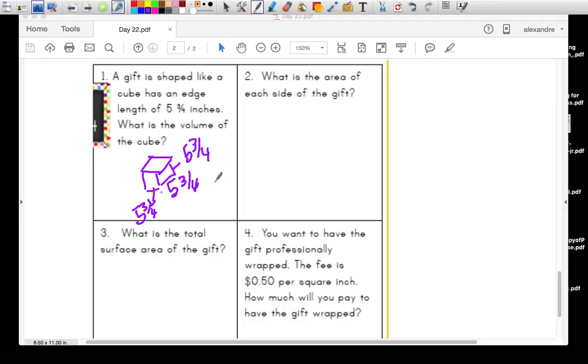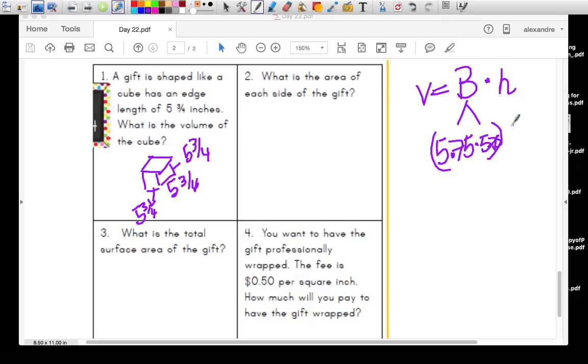Volume is length times width times height, or big B times h. Remember, the volume is the big B times the height. Your big B is that square at the bottom, which is 5 3/4. I'd rather do 5.75 times 5.75, and the height is also 5.75. That's not that difficult if you have a calculator, which you'll probably have on this test. 5.75 times 5.75.